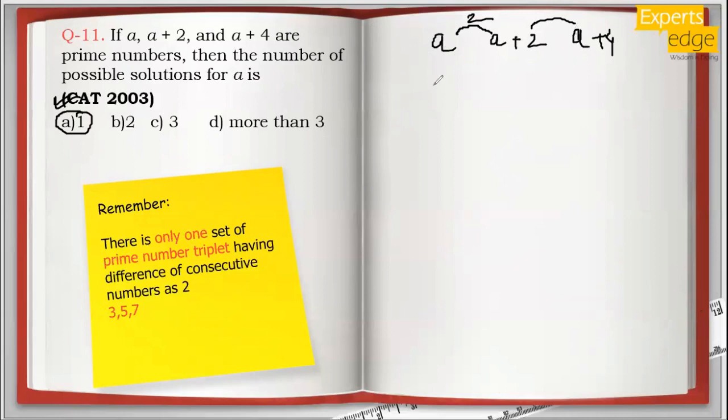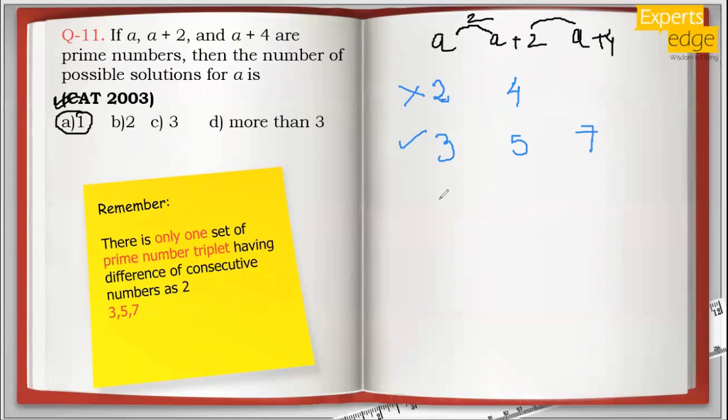Obviously, I'll start with 2. If I start with 2, this number will be 2 and this will be 4. 4 is not a prime number, so I should stop here. If I take a as 3, 3 is possible, 5 is possible, and 7 is also possible. Now, till when can I go for hit and trial? Obviously, you should not go for hit and trial. We know the prime numbers are of the form 6k plus 1 or 6k minus 1, except 2 and 3. We have checked 2 and 3.